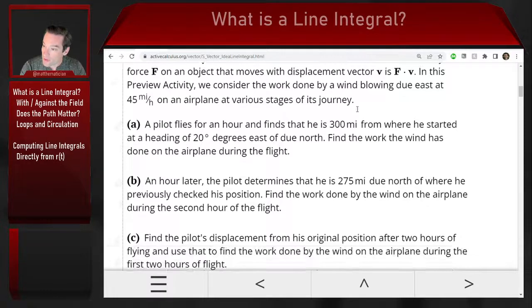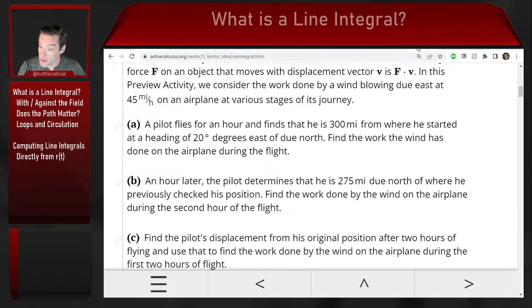In parts A and B, we're imagining that we're going to fly this airplane 300 miles from some starting point at a heading of 20 degrees east of due north. That would be called bearing 020 if we're flying in an airplane and using aviation coordinates. The question is, how much work is done on the airplane during that segment of the flight? Then in part B, the plane continues from that point and flies due north for 275 miles. Find the work that's done on the airplane during that second hour of the flight.